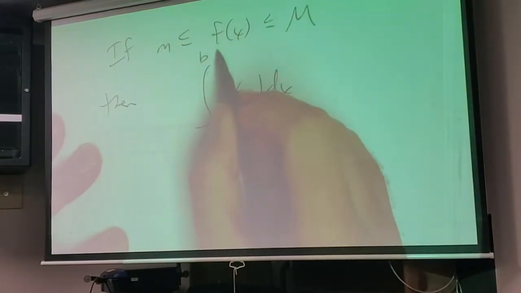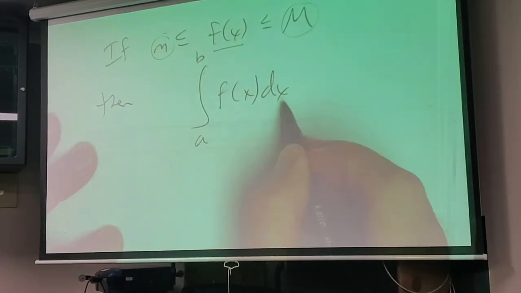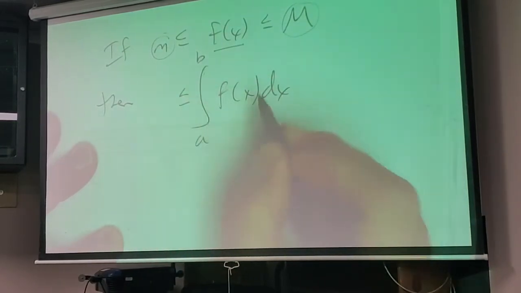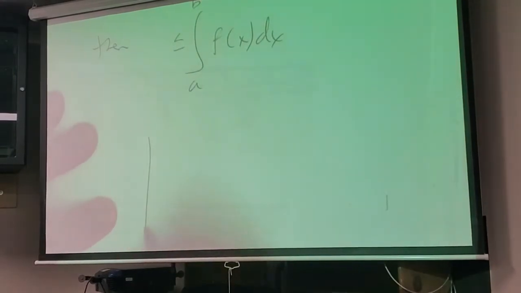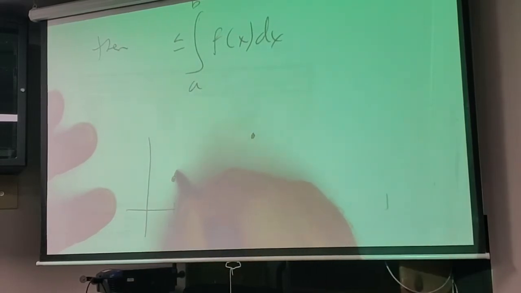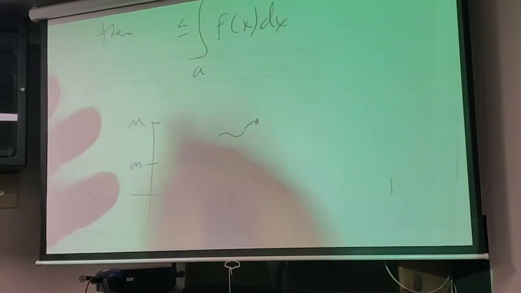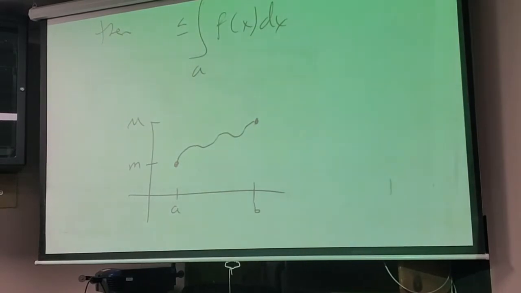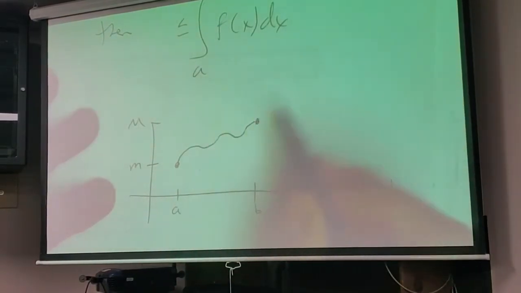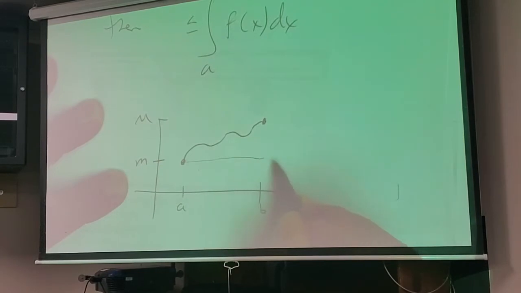If this function is between these two values, then the area under the function has to be, now let's see a visual of this. So if I have a function, okay. So isn't that function between this output and this output? Yes? Okay. So what if this was just always this? What would the area underneath it be?